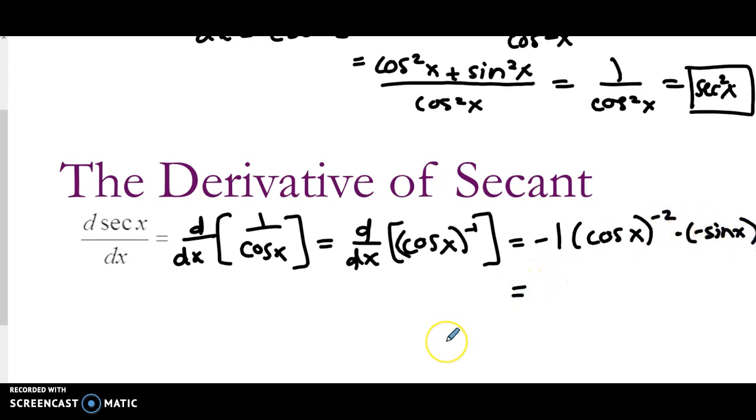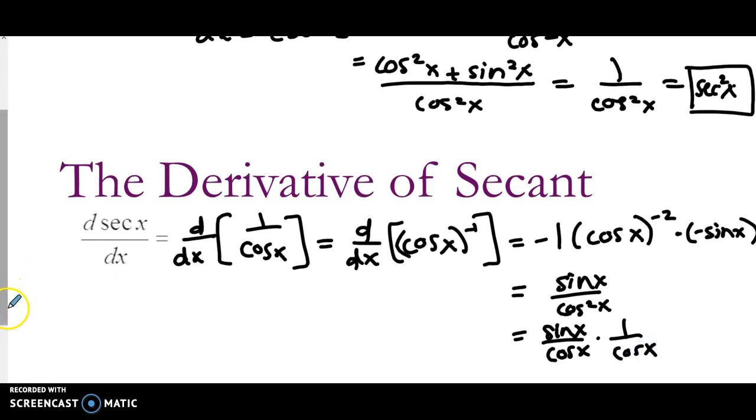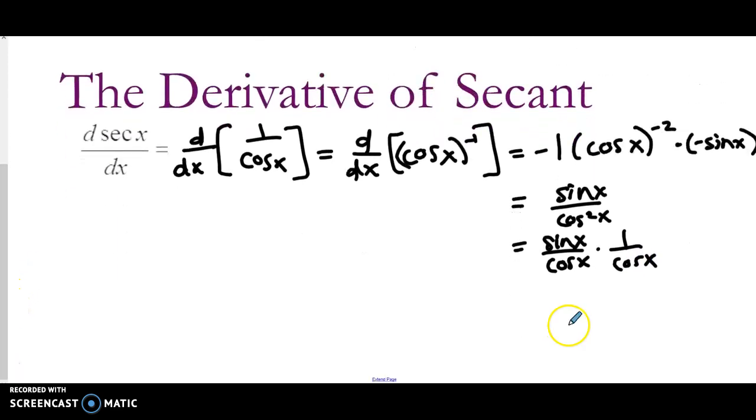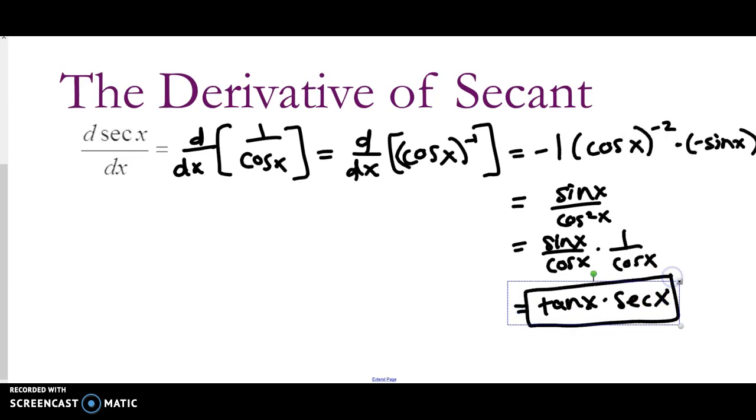Interesting. The negative 1 times the negative over here is going to be positive. I get sine of x over cosine squared of x. Well, that's sine of x over cosine of x times 1 over cosine of x. Notice that all I did was separate that cosine squared into 2 cosines. Well, this is tangent of x times secant of x. So, voila, the derivative of secant of x is tangent of x times secant of x.